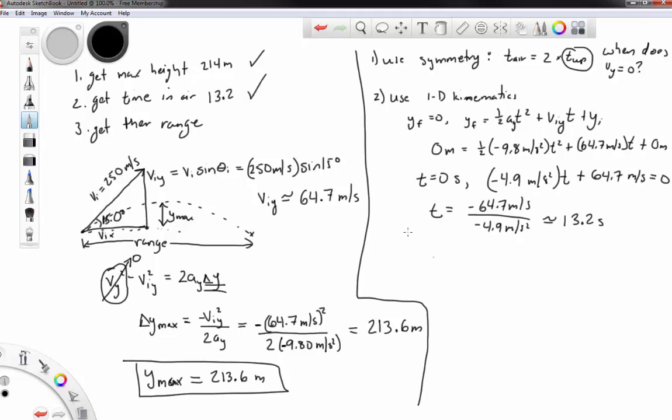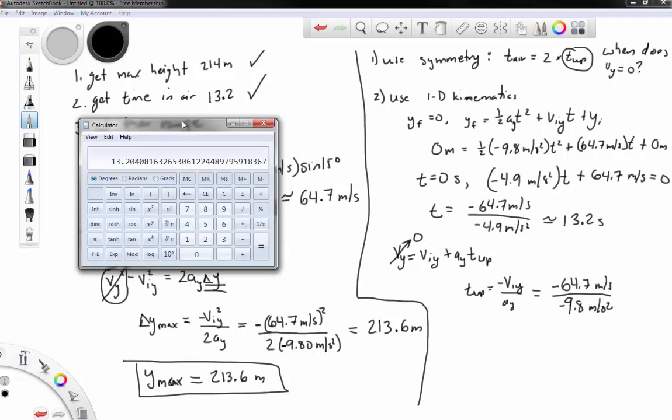That part's done. By the way, if you wanted to use the symmetry method, you use Vy is V initial y plus AYT. This one right here is 0 when t is equal to t up. That's the amount of time that it spends in the air going upwards. So t up is equal to V initial y over AY, which again is minus 64.7 meters per second over minus 9.8 meters per second squared.